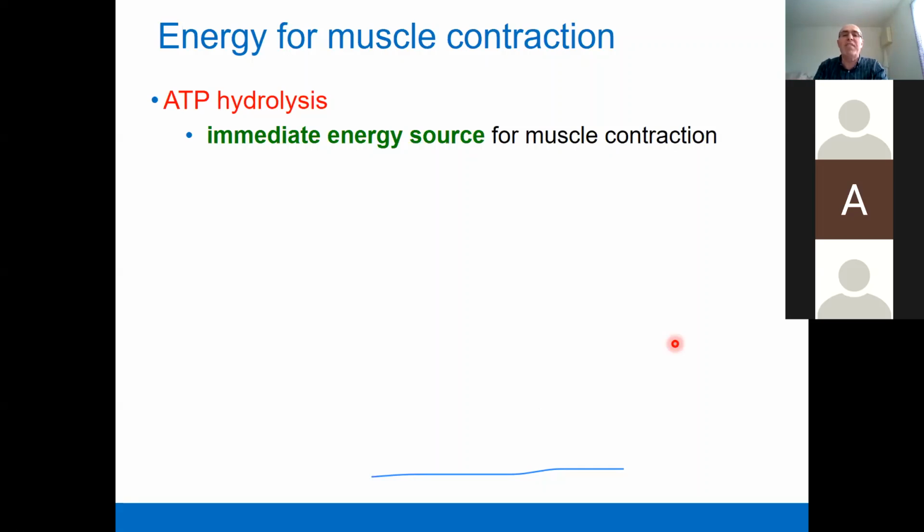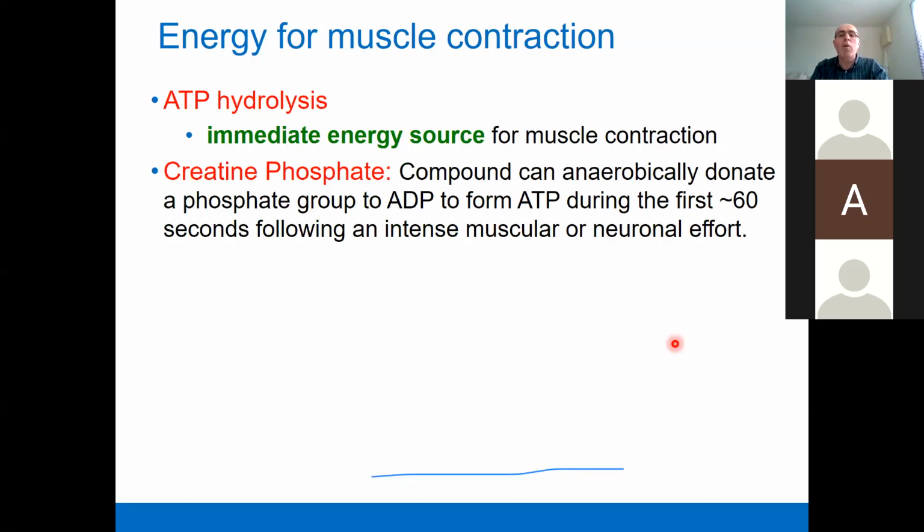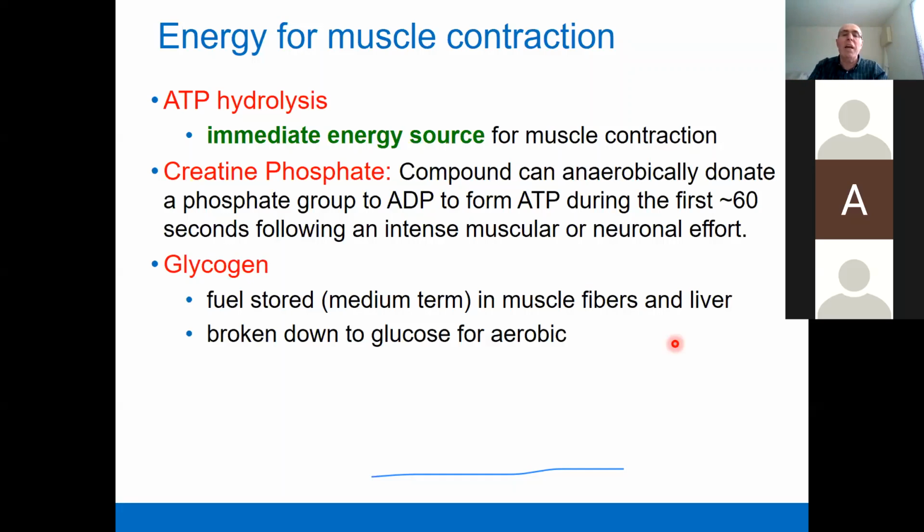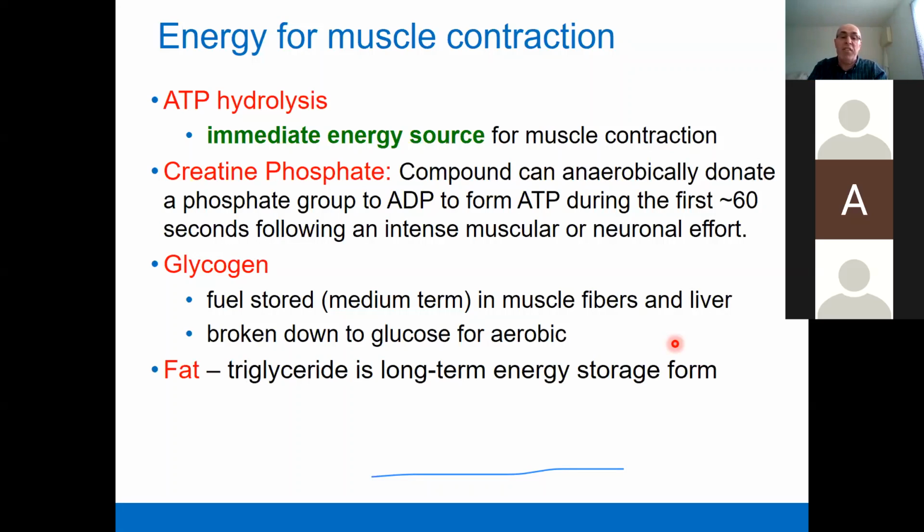Okay, energy for muscle contraction is important. We need ATP hydrolysis for both relaxation and contraction. Also, creatine phosphate is a storage form of energy in our muscle, and it is really important. Once ATP is used up, creatine phosphate will give its phosphate to make ATP for contraction and relaxation. Glycogen is also a source of energy for muscle contraction, for the midterm, and fatty acids are long-term energy sources for our muscles.